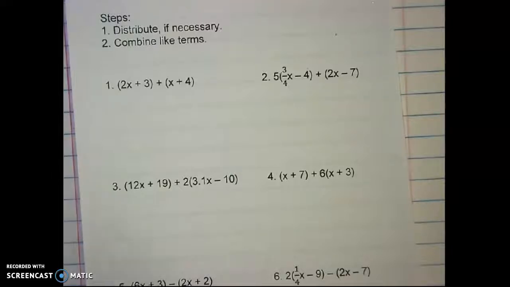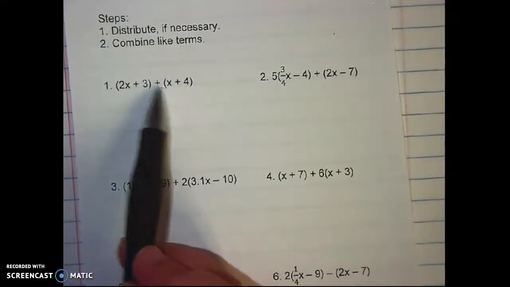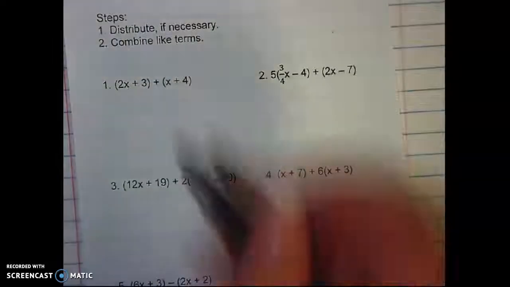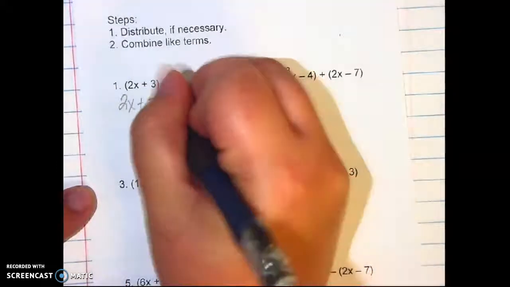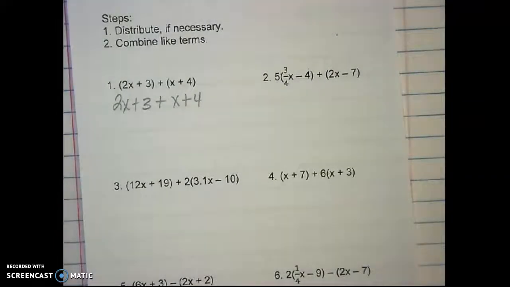So for number 1, I have 2x plus 3 plus x plus 4. There is nothing between this plus sign and the second expression, so I don't have anything to distribute. So I can just rewrite this without parentheses, 2x plus 3 plus x plus 4. Now this looks like what we have been doing in class. I just have an expression where I have like terms and I need to combine them. So remember, we always start with our variable and we go in alphabetical order so that our answer is in alphabetical order with the constant at the end.